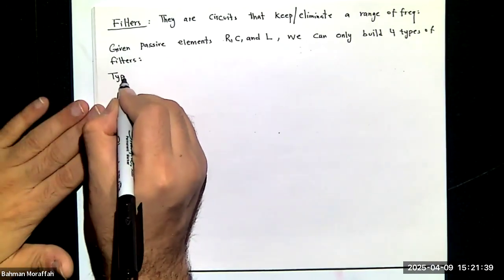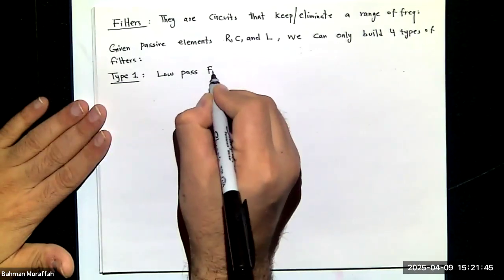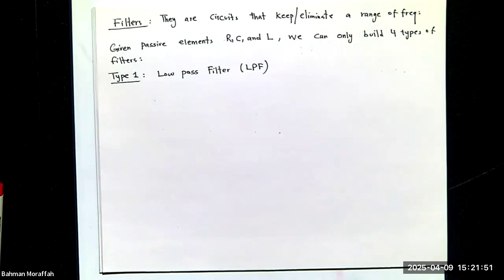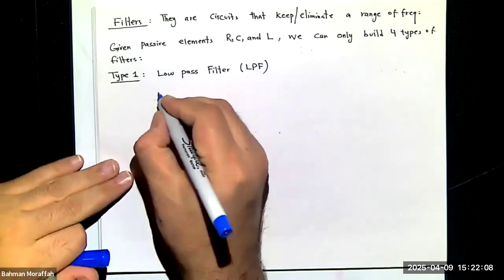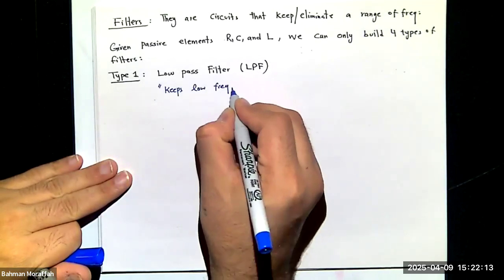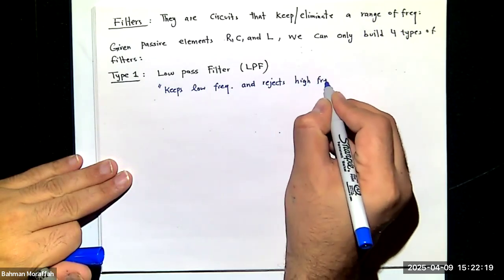Type 1, it's a low pass filter. As the name suggests, it lets all low frequencies pass and rejects higher frequencies. Right? So it keeps low frequencies and rejects high frequencies.